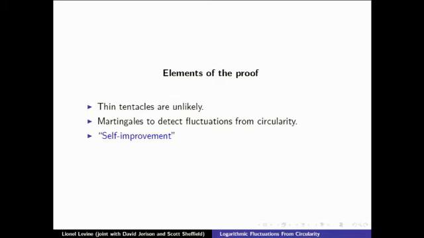OK, so I'm going to try to give you a picture of the proof. So what goes into the proof? Well, there's an initial ingredient which doesn't take into account the overall circular shape, and it's just a local lemma about what happens if you zoom in at a point on the boundary, which says that certain formations, which we call thin tentacles, are unlikely to occur.